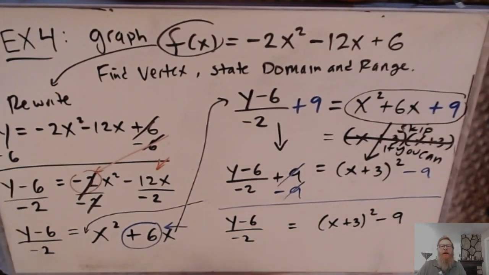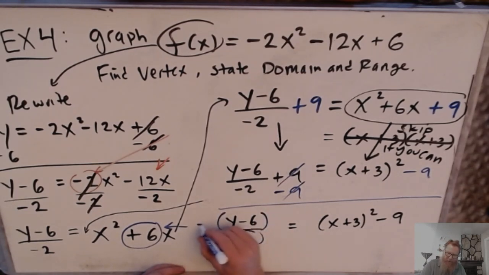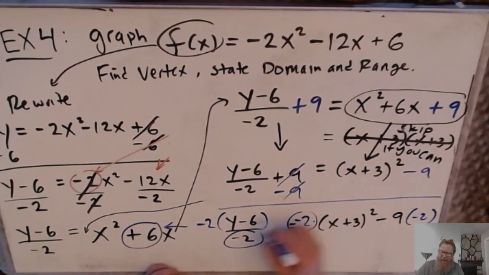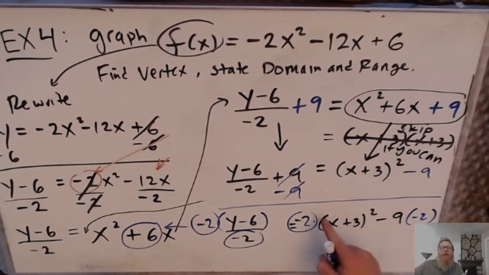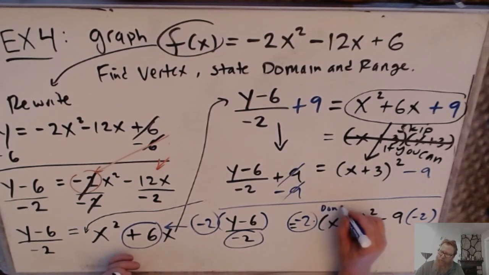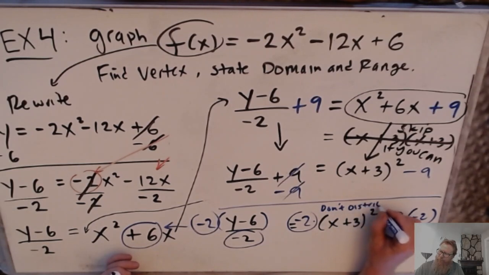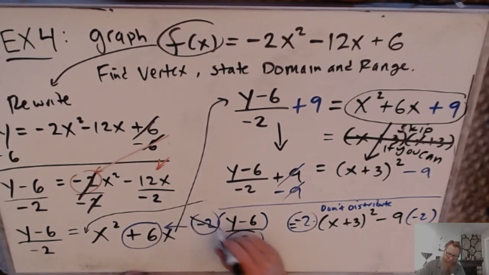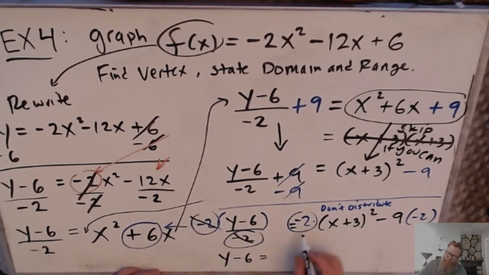Okay. Now the -2. The -2 was the next one to show up. So you're going to multiply both sides by -2. All right. Make sure you hit everybody. 1, 2, 3 times. The only exception is the inside of the parentheses don't distribute. Don't distribute inside the parentheses. Keep this -2 outside.